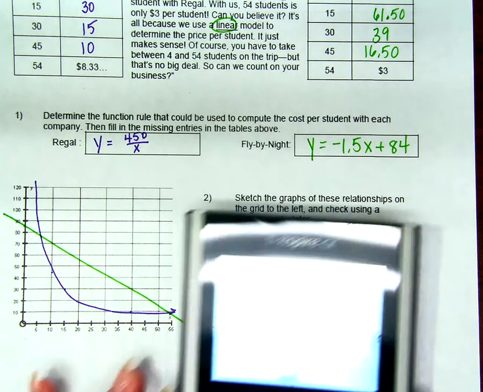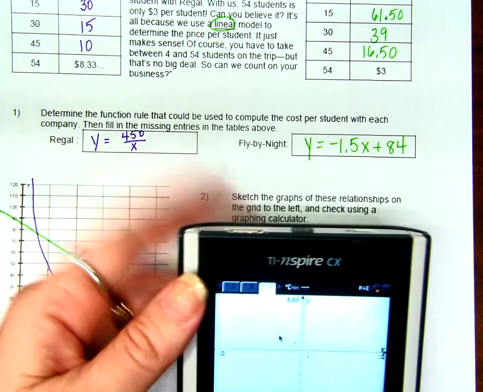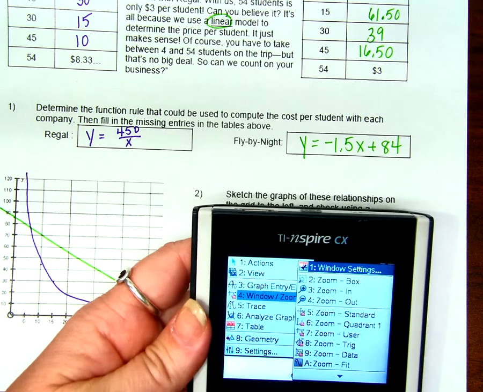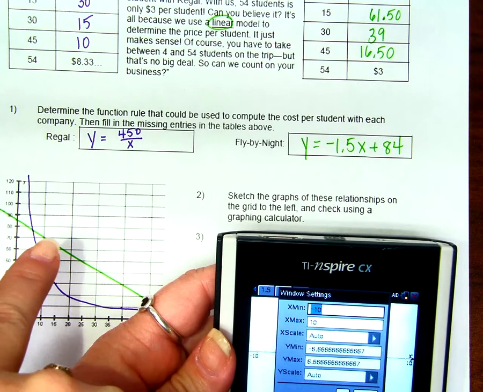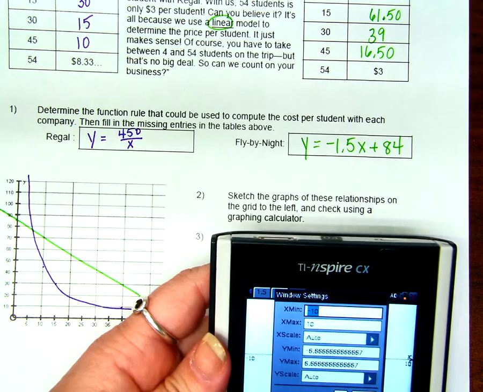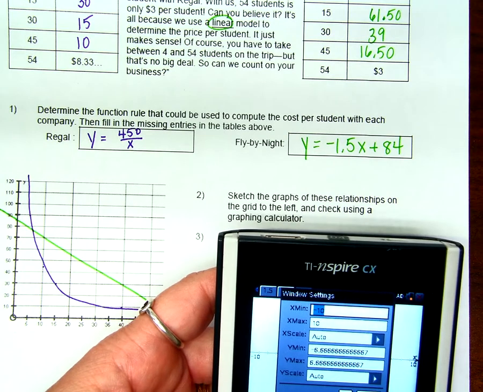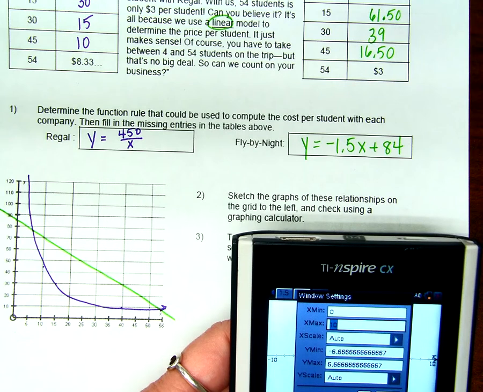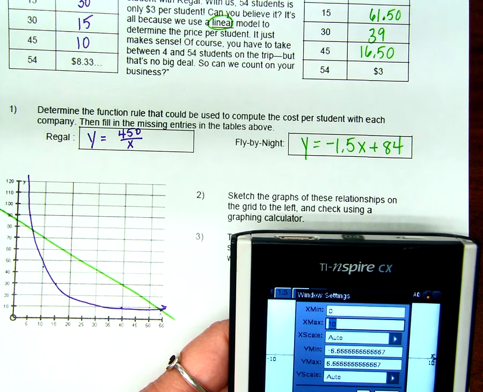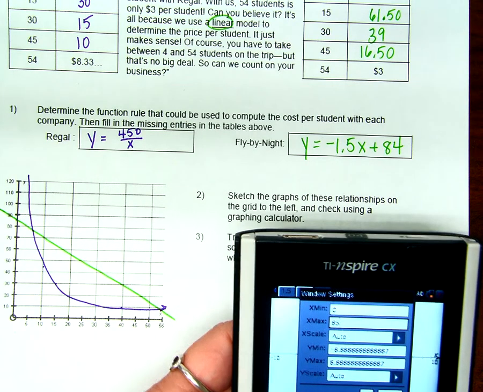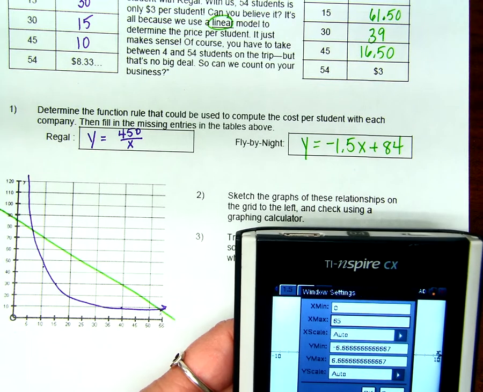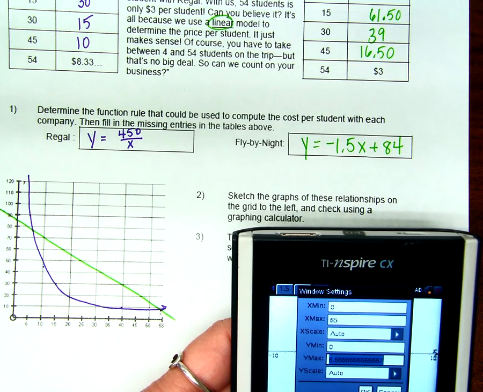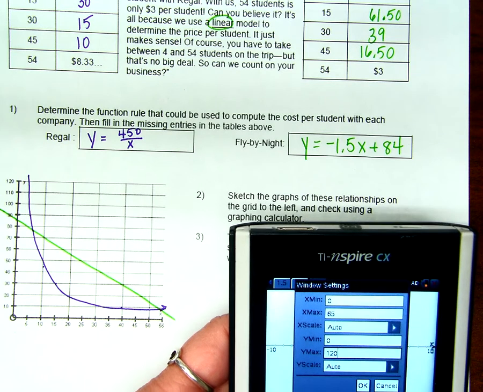So now I have them both in the calculator, but now I have to fix my window. It's okay. First of all, we're given a window as a reference point we can use, right? So for my x-min, I'm just going to use 0, and my x-max, what do you think? 65, because that's what's on this graph. And my y-min, I'm going to use 0, and my y-max, I'm going to use 120.